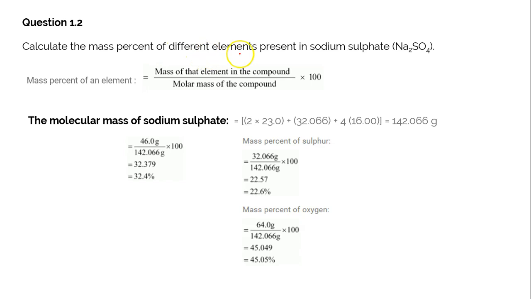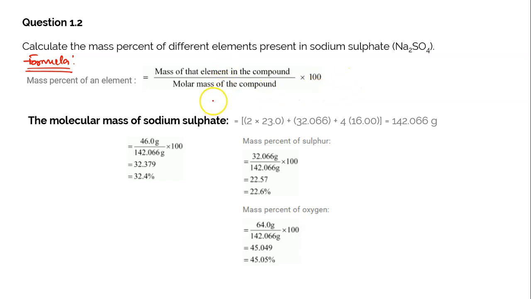Calculate the mass percent of elements present in sodium sulfate. This is question 1.2. So how do we calculate the mass percent of different elements present in any given molecule with the help of this formula? The formula to calculate mass percent is equal to mass of that particular element, whose mass percentage is being calculated, divided by molar mass of the entire compound, into 100.